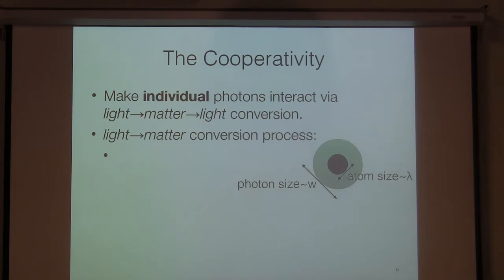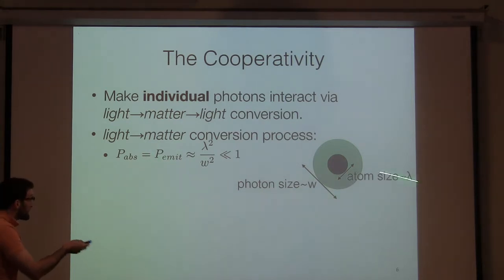Now we imagine a photon goes past the atom, and the wave packet of that photon has a transverse size of W. That means the probability that the atom absorbs the light, which is more or less equal to the probability that the atom re-emits the light into that same direction, is given by lambda squared divided by W squared. Generically, focusing photons down to this kind of small size is quite difficult, so this number will be small compared to unity.